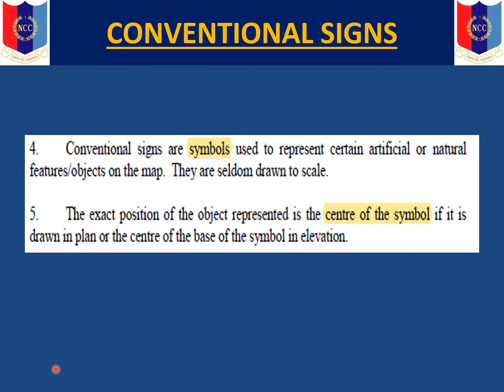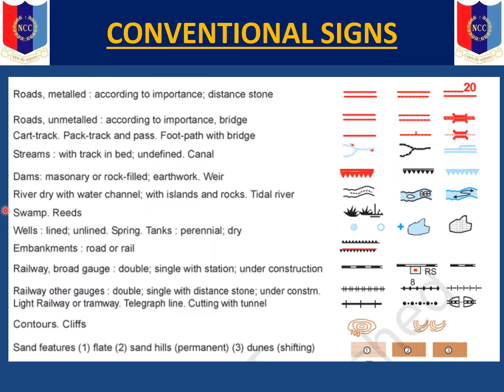In the beginning of this video, we've seen what is used to represent the features on the ground on a sheet of paper, using symbols. Now, these symbols are called conventional signs, and the exact position of the object being represented is the center of the symbol. Now we'll see some of the commonly used conventional signs used to depict features on the ground. The most common of them, easily identifiable by you, I think, are roads, railway tracks, contours.